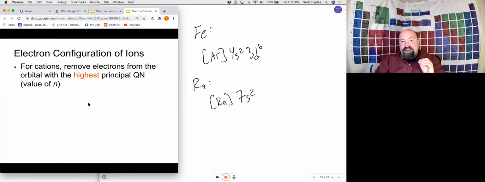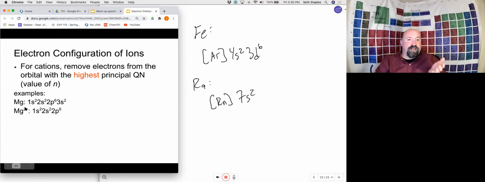For cations, it does get a little bit different. It turns out that for cations, you're going to remove electrons from the orbital with the highest principal quantum number. For a lot of elements, that's pretty straightforward. For magnesium, in order to go to magnesium 2+, we're going to remove these 2 3s electrons. And so here would be our configuration for magnesium 2+.